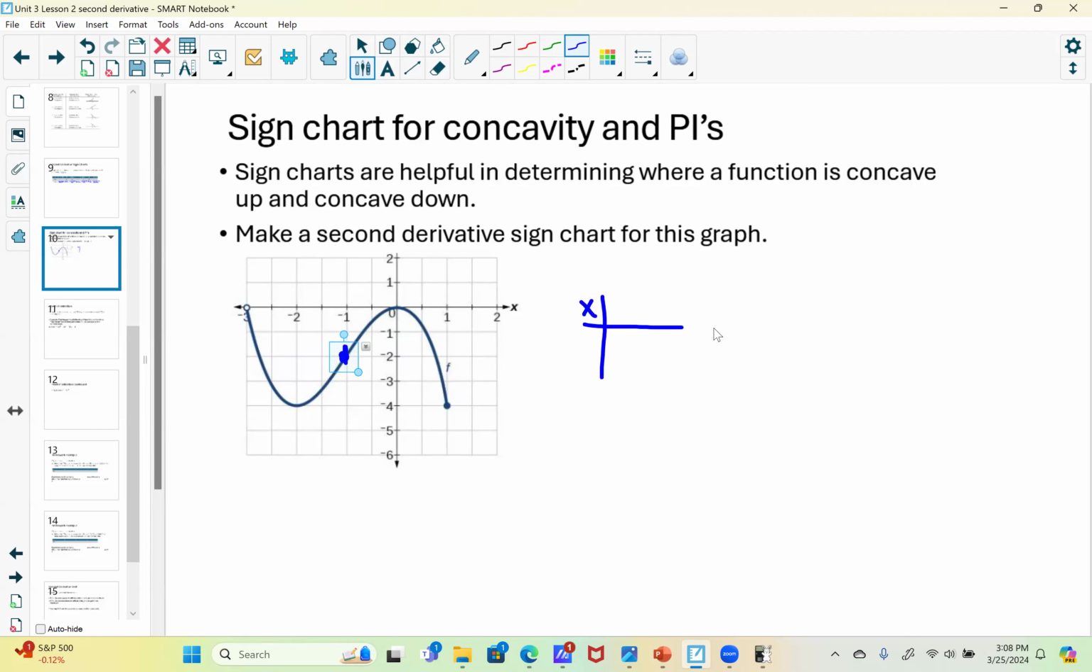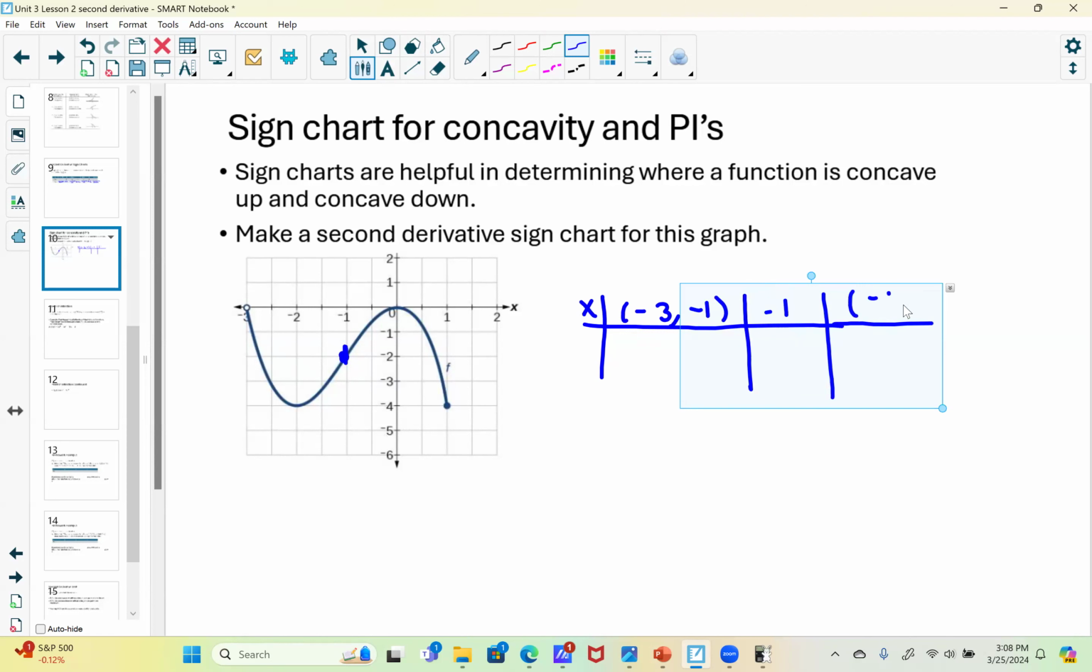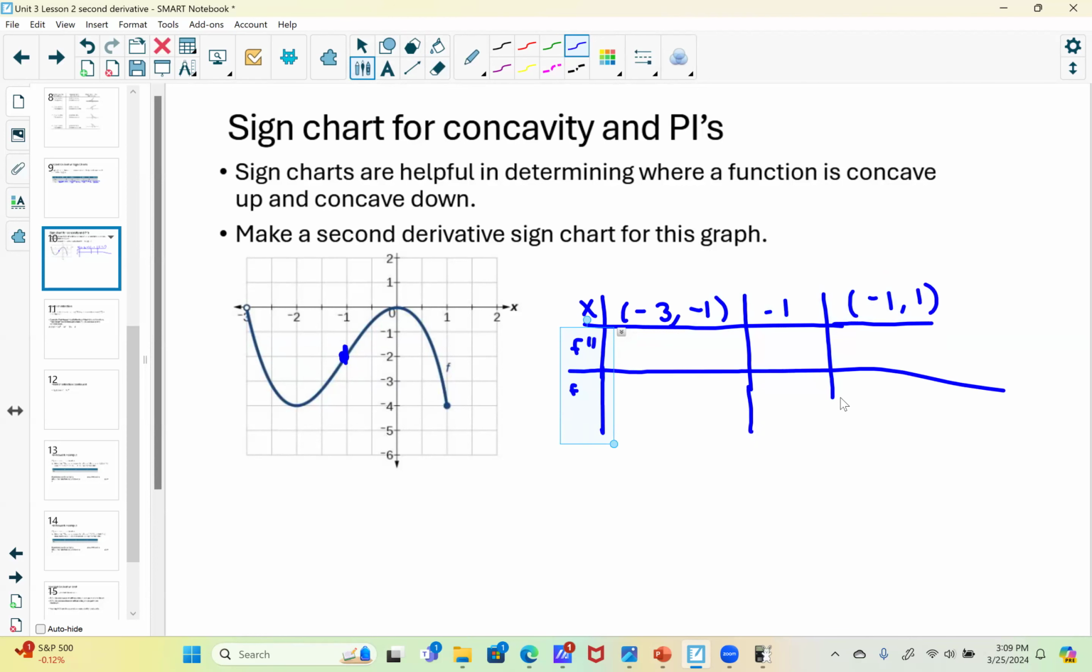So my intervals for my sign chart are from -3, because I have an endpoint, to -1. -1 is, again, that possible point of inflection. In this case, it's our point of inflection. And then from -1 to 1, because my graph starts at 1, is my third interval. Okay, and then I'm going to put f double prime and then f, because I'm showing the relationship between the second derivative and f.